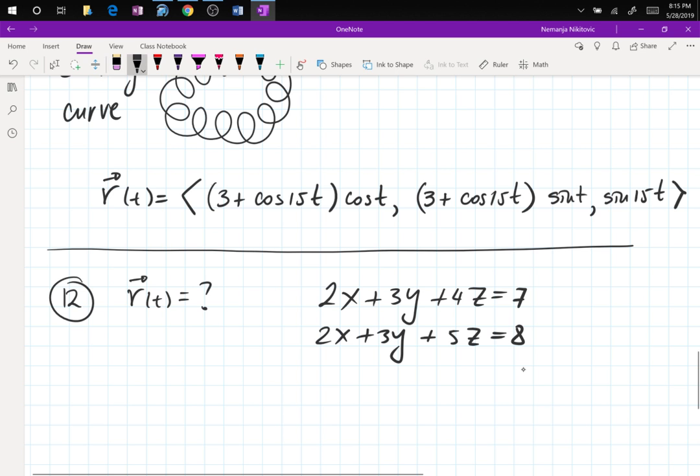Each one of these planes is described by its normal vector, which are these 2, 3, 4 and 2, 3, 5. And when you cross those two, you will get the vector v for your line. Then you have to find a common point and then put that vector through the point. All right, keep thinking.